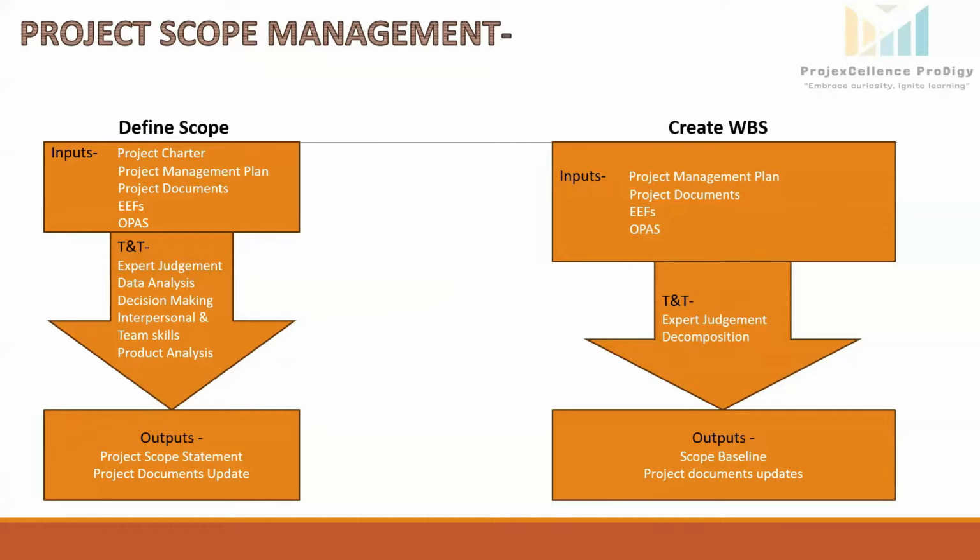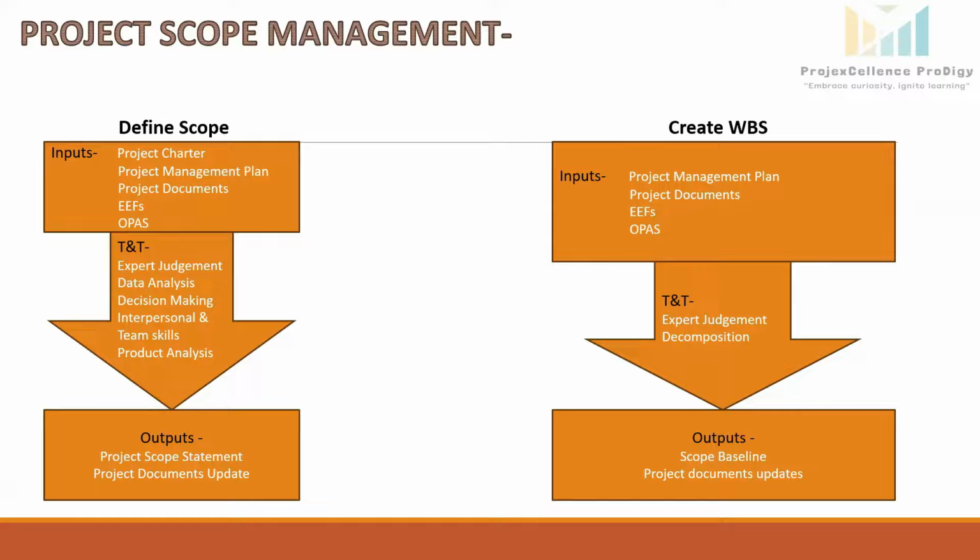Come to the inputs, the project management plan. It means we are referring to scope management plan, which is one of the key components of the project management plan. So the scope management plan will define how the WBS will be created. Come to the project documents, like project scope statement. It is one of the project documents. It describes the work that will be performed and the work that is excluded. Another project document is requirement documentation. So it describes how individual requirements meet the business need for the project.